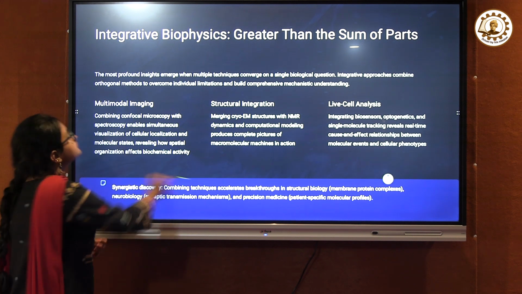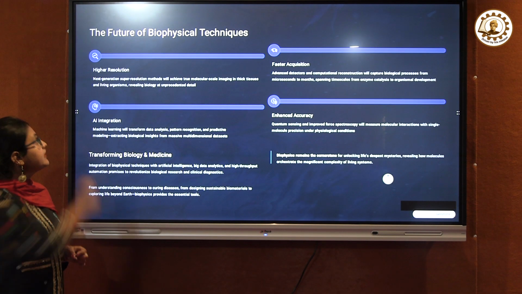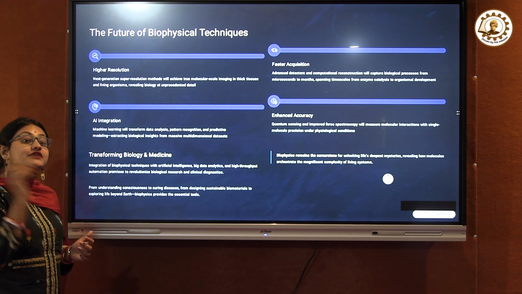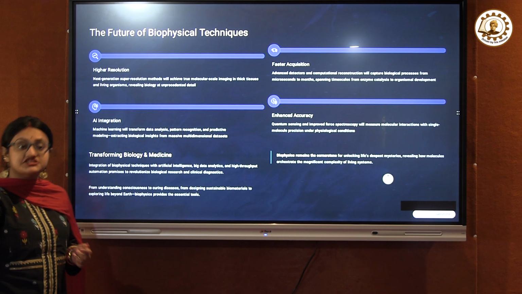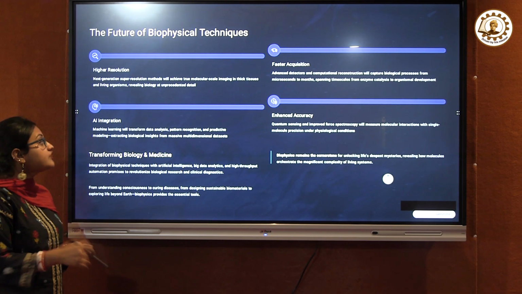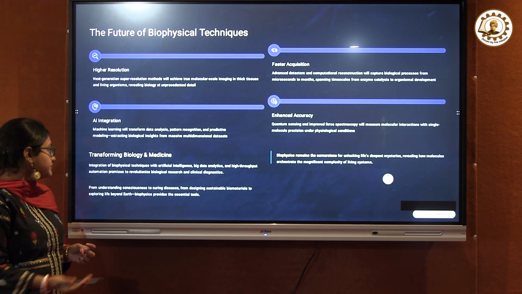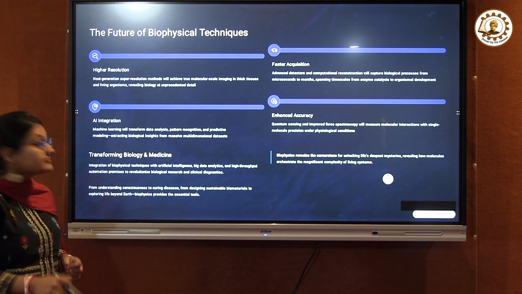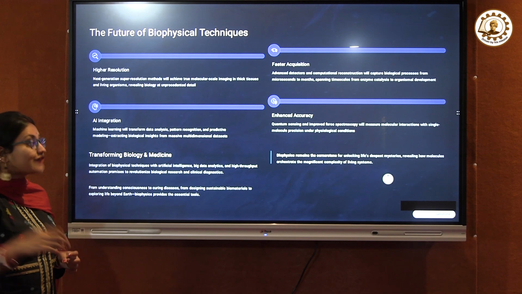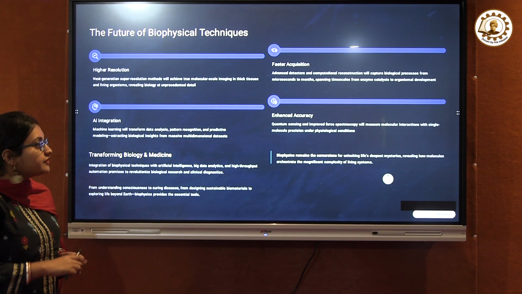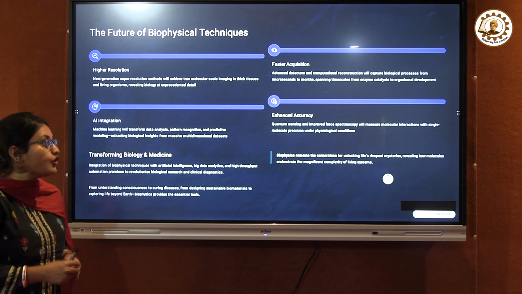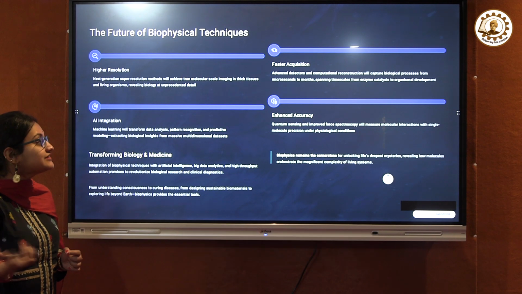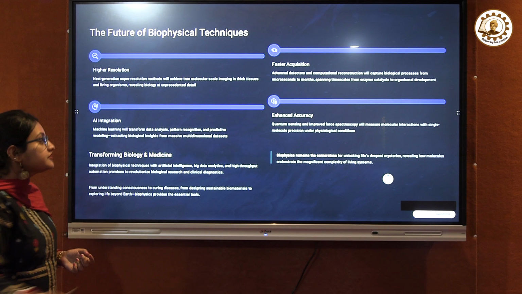The future of biophysical techniques: high resolution, with next-generation super-resolution methods, so image quality will be better. AI integration, meaning machine learning, will transform data analysis and predictive modeling, with faster acquisition and enhanced accuracy. Quantum sensing or improved force spectroscopy will measure molecular interactions with single molecule precision under physiological conditions.